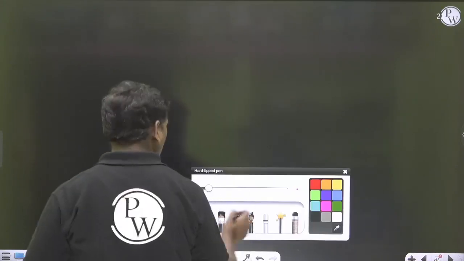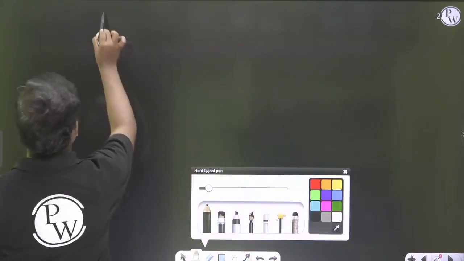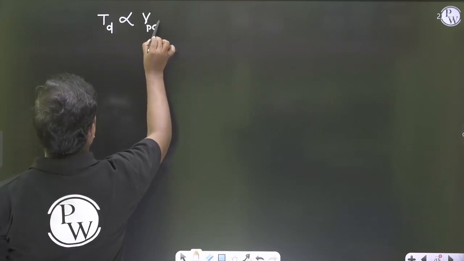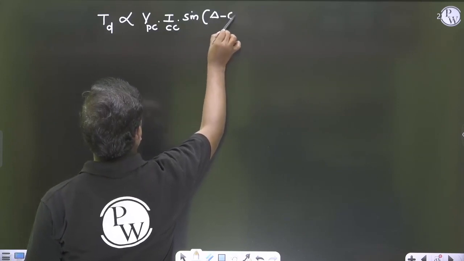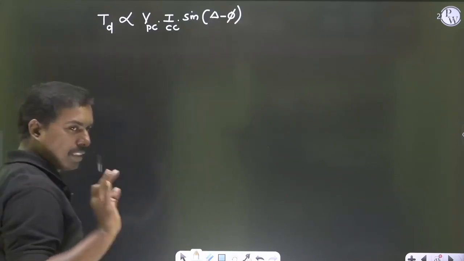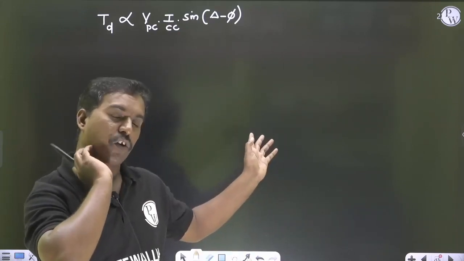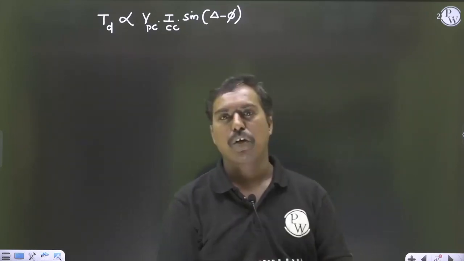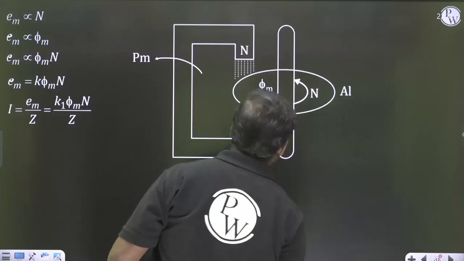Let me write here once, the deflection torque finalized expression. The deflection torque finalized expression is VPCICC sine of (delta minus phi). Please keep a note of this point. Derivation we can do. I have given the steps of the derivation, cos of (A minus B) minus cos of (A plus B). If you make the derivation of that part, definitely you are going to get this term. Now let us talk about the braking.